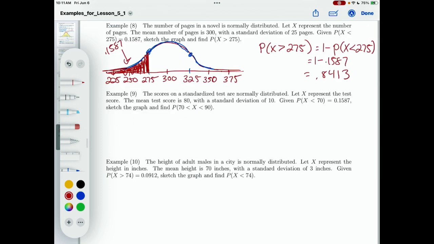Example 9 says the scores on a standardized test are normally distributed. Let x represent the test score. The mean test score is 80 with a standard deviation of 10. Given that the probability of x is less than 70 is 0.1587, we're going to sketch the graph and find the probability that x is between 70 and 90.